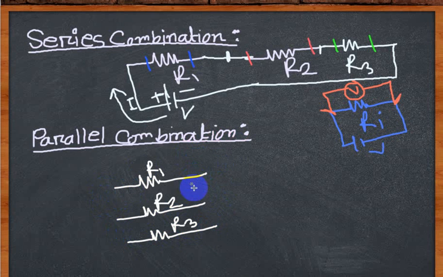If all the terminals or leads on the right side are connected together in that manner, and all the terminals or leads on the left side are connected together in such a manner, then this kind of combination is basically known as parallel combination. So there can be a voltage source.